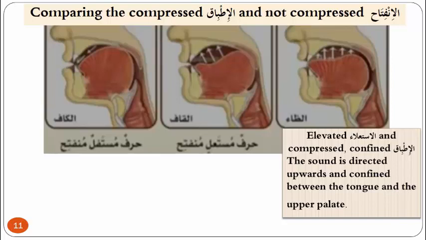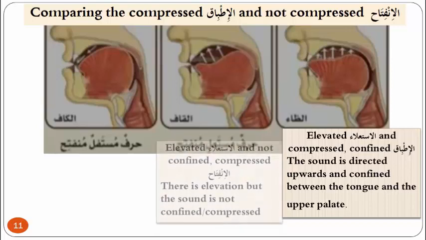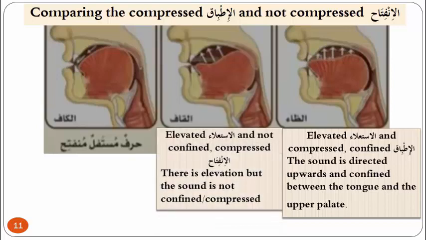Sad, dad, ta, and dha. The other category are letters that are elevated, qaf, kha, and ghain, and not confined or compressed, right? They are munfatih letters. There is elevation of the back of the tongue, but the sound is not confined or compressed. So the letters are musta'aliyah, but they don't have any itbaq in them. There's no compression. There's actually infitah.